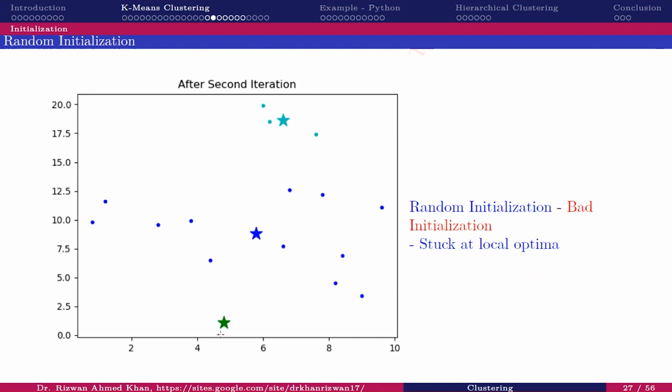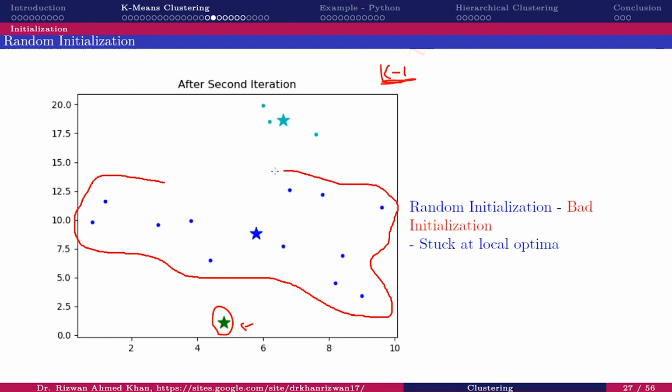And you can see that this cluster with the green star has no data points associated with it. So actually we end up getting k minus 1 clusters. We try to get k, but we get k minus 1 clusters because this cluster has no data points associated with it. And in this cluster homogeneity is not good because data points are spread all along this x-axis. And this cluster centroid only gets 3 data points. So this is due to bad initialization, we are stuck at local optima.